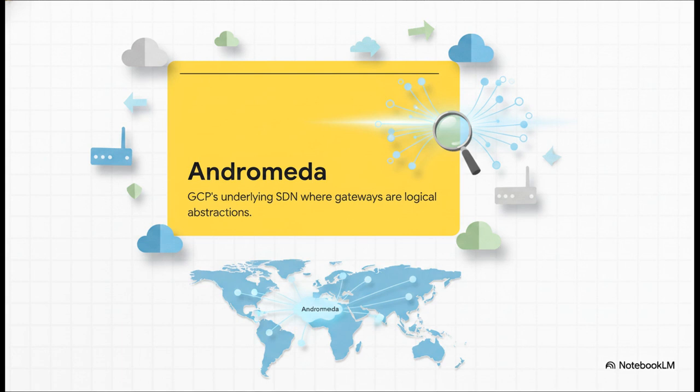That default internet gateway you're seeing, it's essentially a ghost. It's purely a logical abstraction provided by Andromeda. You don't create it, you don't attach it, and most importantly, you don't manage its capacity. It is simply an inherent property of the network fabric itself.